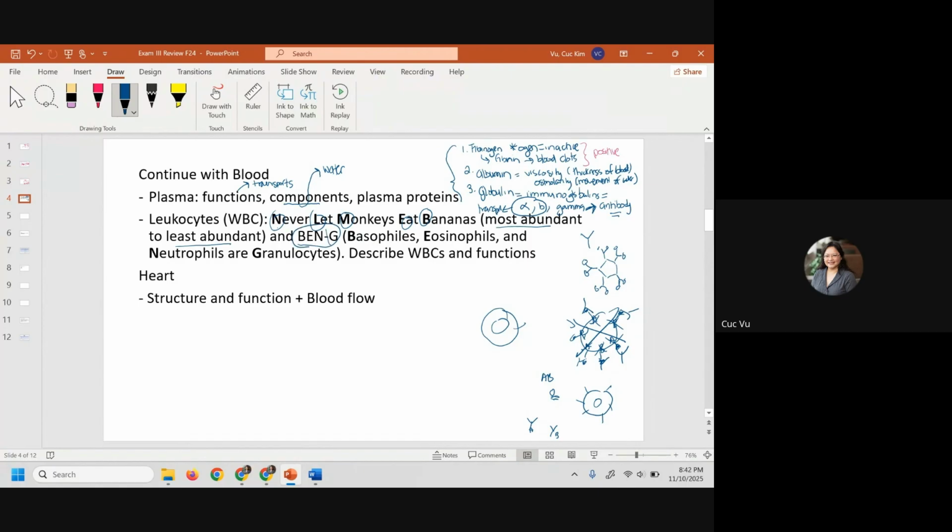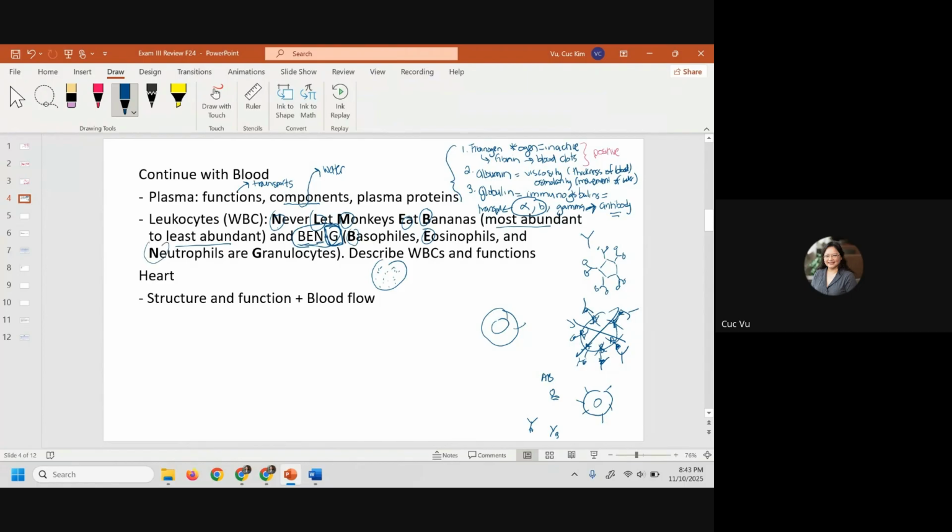Benji's nice because it tells you which of these white blood cells are granulated. Granulated means that they have granules inside of them. And those granules can be things like histamine, heparin, but they essentially help the white blood cell do what it's supposed to do. So it determines the function. So of the 5 white blood cells, there are 3 that are granulated: basophils for B, eosinophils for E, and neutrophils for N.